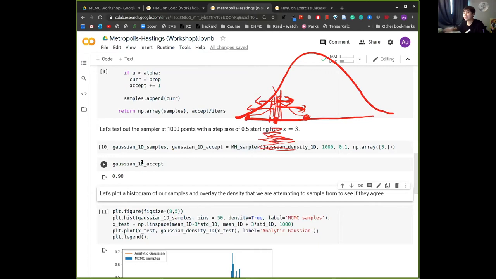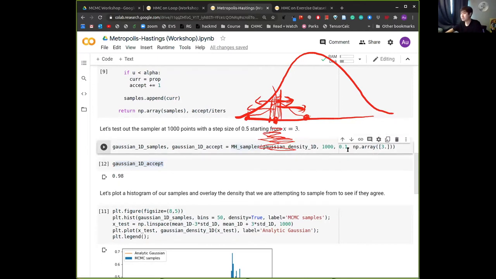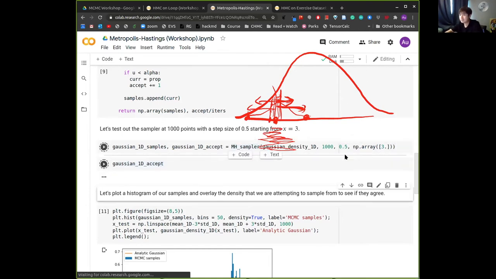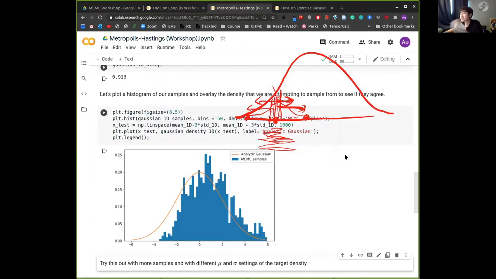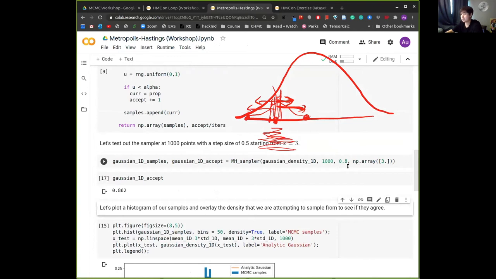You can see, when my acceptance is close to one, it means I'm always accepting. That's a good indication that my step size is too small, right? So let's make it a little bigger, 0.5 maybe. And you can see 0.91, okay, it's a little better. So now it is rejecting 10% of the time. And you can see the results are much better already, right? So let's try to make it a little bigger. There's a bit of tuning here to be done. There are some methods where you don't have to tune, but we can explore those later.